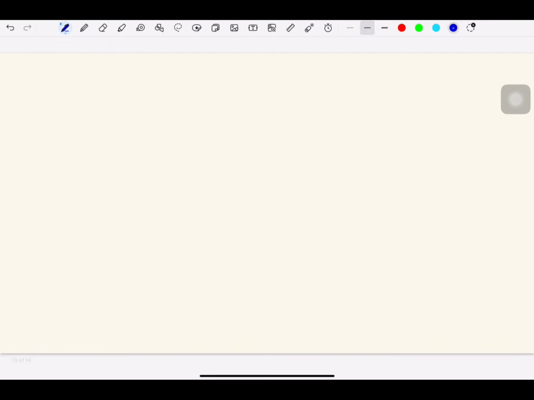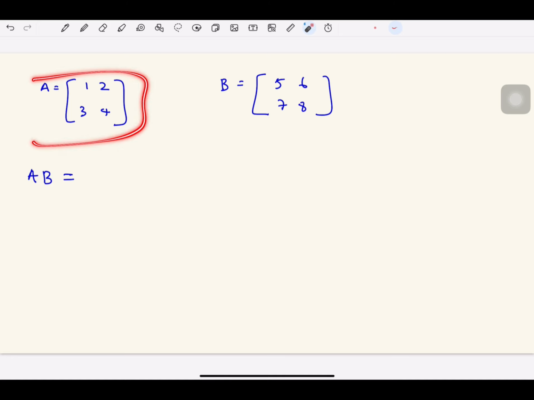let's take two matrices. Let's say A equals 1, 2, 3, 4. This is a 2 by 2 matrix, which means two rows and two columns. Another matrix we have is B equals 5, 6, 7, 8. Now let's try to compute the product AB. First of all, try to understand that the number of columns in matrix A matches the number of rows in matrix B.